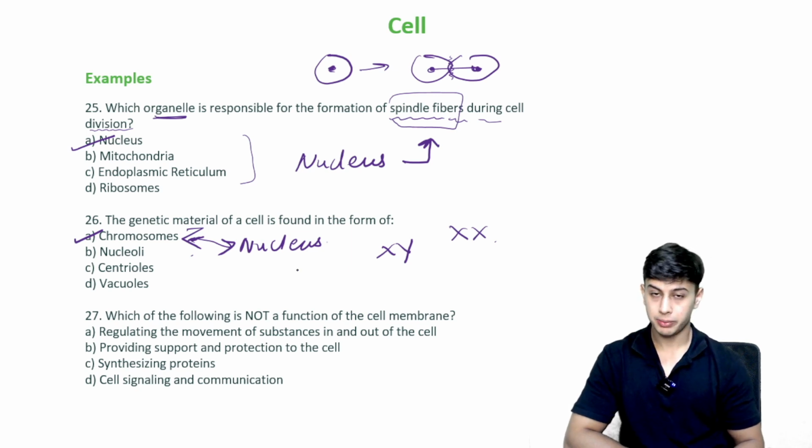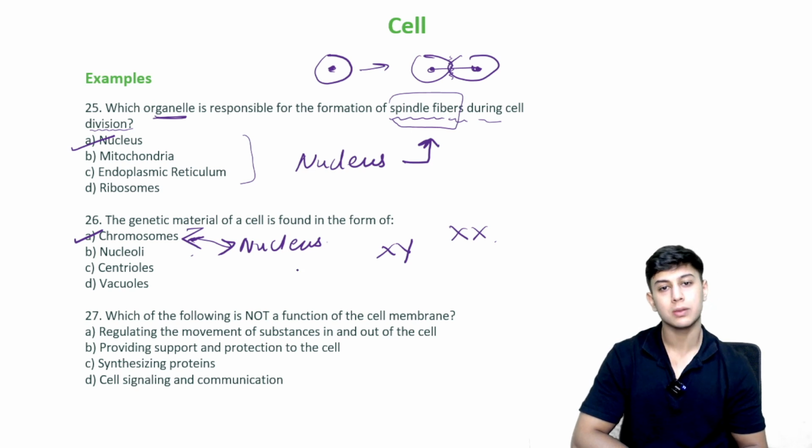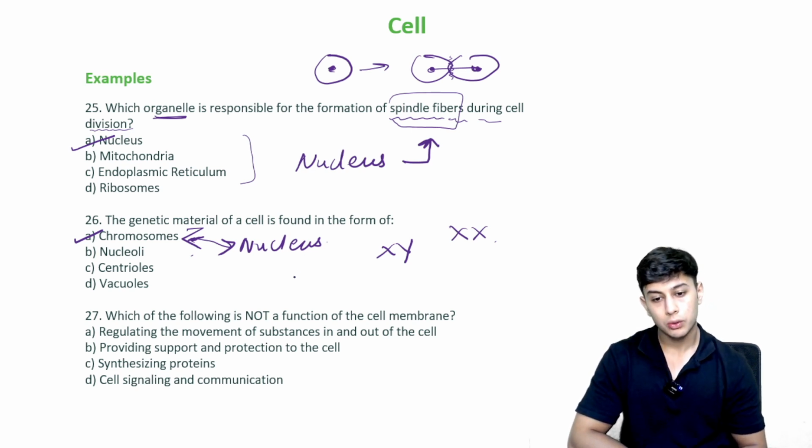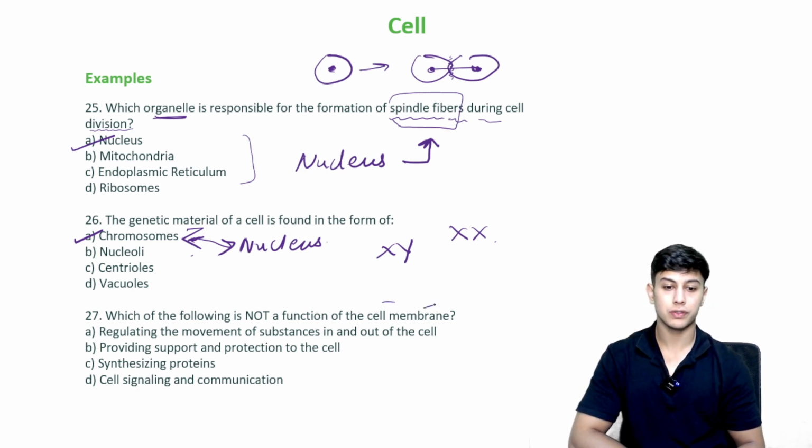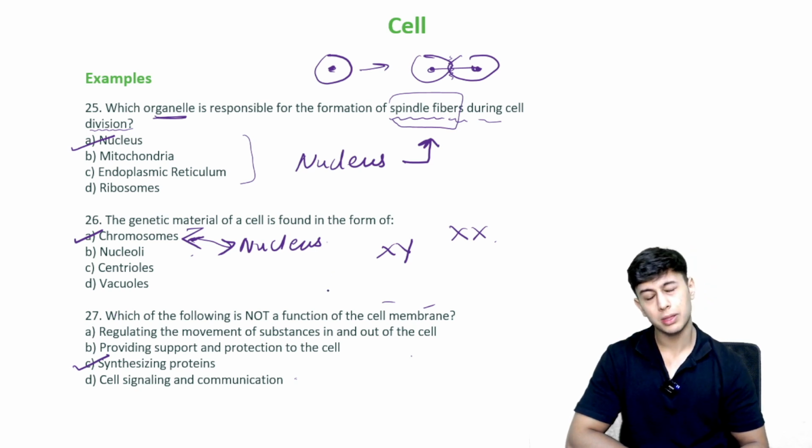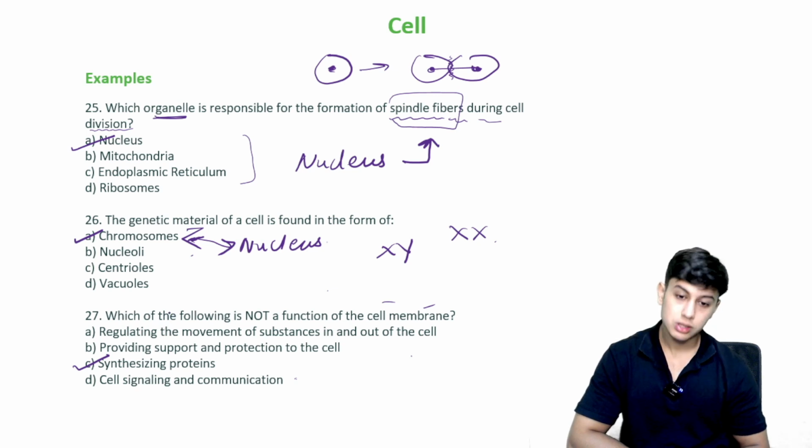Which of the following is not a function of the cell membrane? Cell membrane has a lot of functions. It will allow food to pass, it will allow the waste material to pass, it will allow certain things to pass. Which of the following is not a function of cell membrane? Regulating the movement of substances in and out of the cell, providing support and protection to the cell, synthesizing proteins, cell signaling and communication. The correct option is option C. Synthesizing proteins was the function of endoplasmic reticulum, not of the cell membrane.